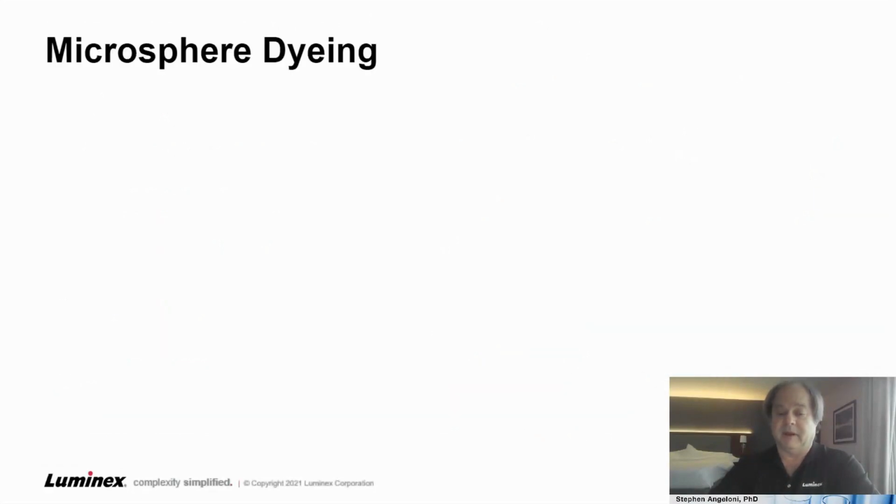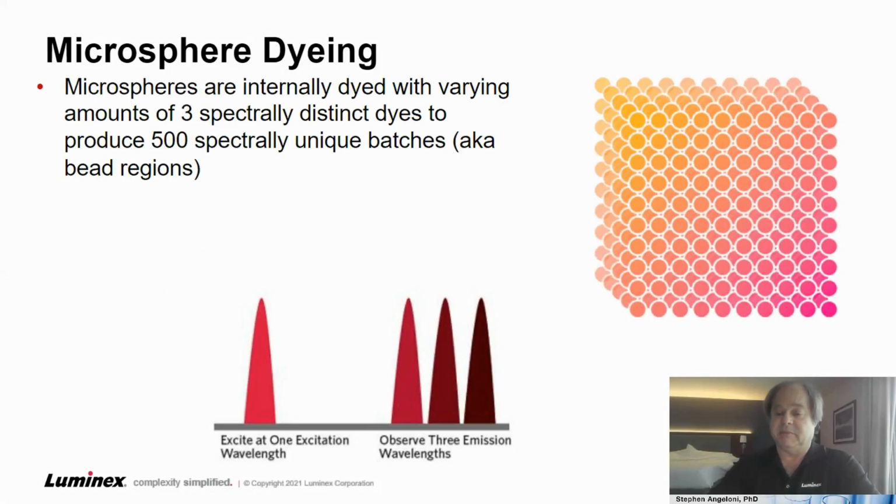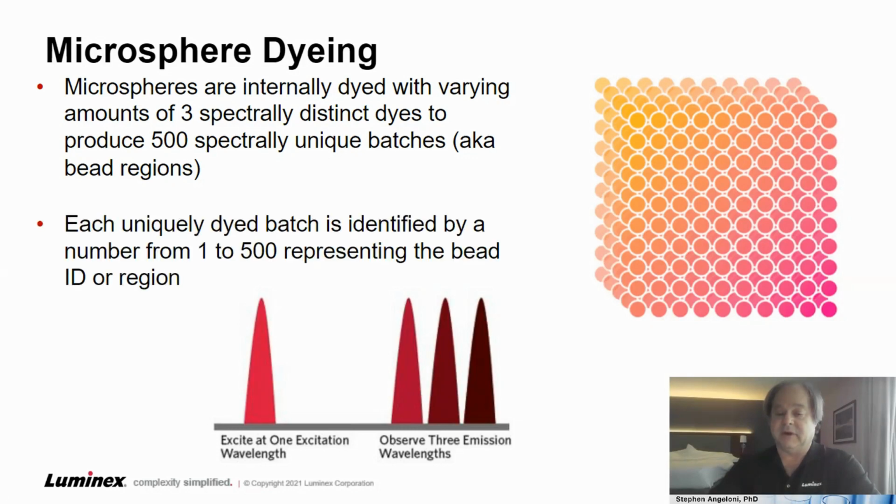The other power that adds to the platform is the multiplexing capability. The way we do that is we have 3 different dyes that the bead can be impregnated with. We actually have 500 different mixes of these dyes, with different ratios of the dyes in each mix. So when a batch of beads is dyed with one of these mixes, it gives it a unique color compared to all the other dye batches done with a different mix. Essentially, with the 500 different dye combinations, we have 500 bead regions of different colors, and we usually refer to these as a bead region or bead ID.